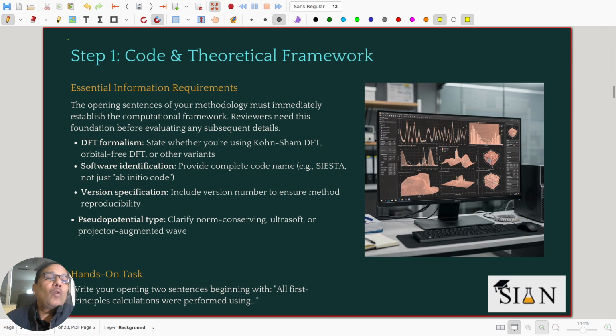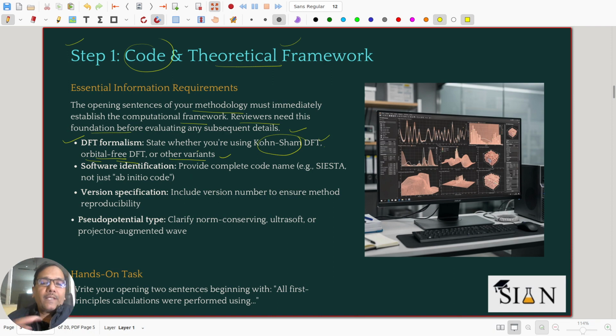That is step number one: code and theoretical framework. The opening sentence of your methodology must immediately establish the computational framework. Reviewers need this foundation before evaluating any subsequent details. For example, for the DFT formulation, state whether you are using Kohn-Sham DFT, orbital-free DFT, or another variant.